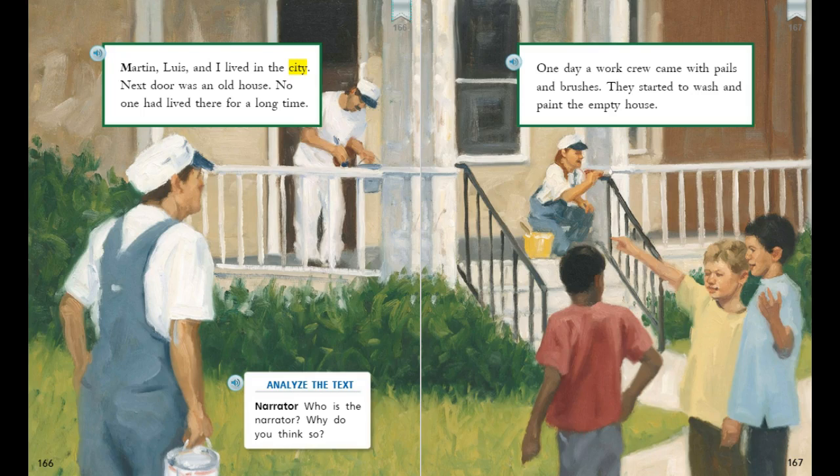So what do you find out about the setting and the characters on the first 2 pages of the story? Why do you think the work crew is washing and painting the empty house? Analyze the text. Narrator. Who is the narrator and why do you think so?